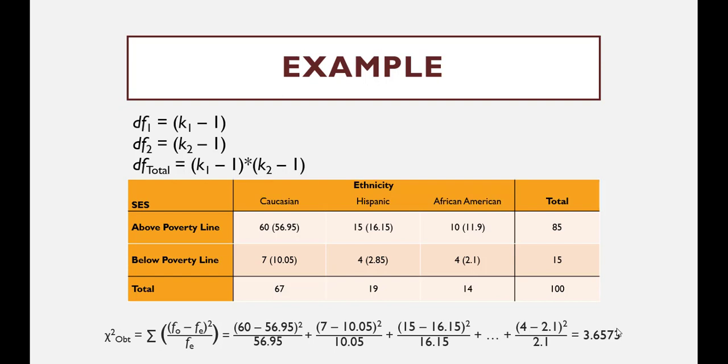So we have ethnicity and we have socioeconomic status. Ethnicity has 3 groups, so we'll have 3 minus 1 for that variable. And then SES, we have 2 groups, so it's going to be 2 minus 1 for that variable. When we do that, we find that our total degrees of freedom is 2: 3 minus 1 times 2 minus 1, so 2 times 1 gives us 2.